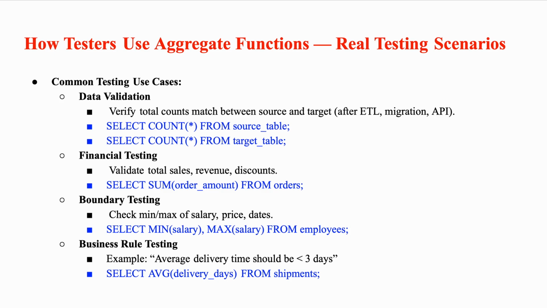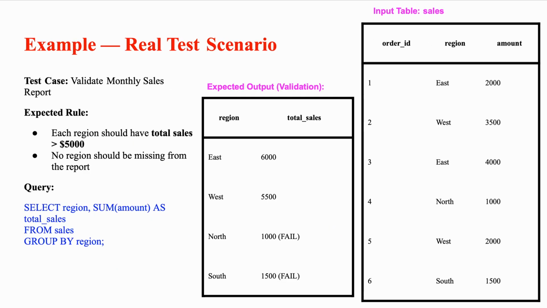And of course, we test business rules, for example, using average to confirm that something like average salary meets the required target. Here's a great example of how we can use aggregate functions in a real test case. We have this sales table showing sales amounts by region. Now, the business rule says each region should have total sales greater than $5,000 and no region should be missing from the report. So, we run this query using group by region and applying sum on amount.